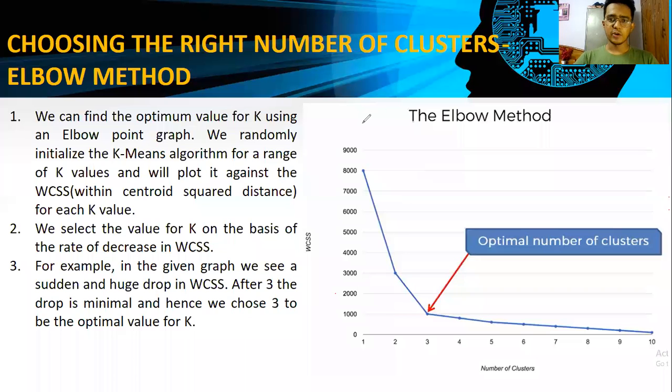So let us now summarize what happened here. Basically, we can find the optimal value of k using this elbow point graph. We select the value of k on the basis of the rate of decrease of WCSS. The point from where the rate of decrease is not very high, we select that point. And in this graph, that point corresponded to the value 3, and hence 3 was selected.